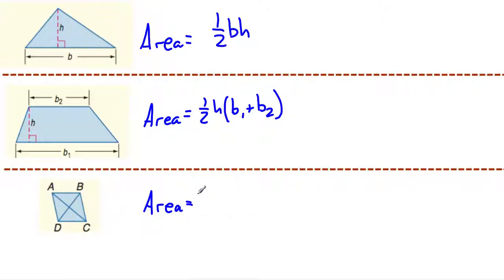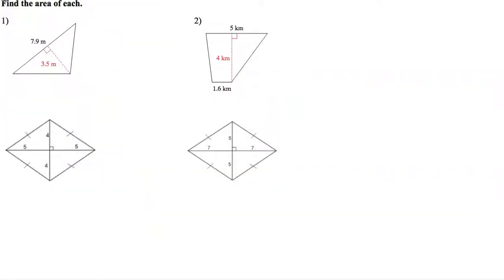This is going to be 1/2 of these two diagonals. So if I look, I have this diagonal AC, so 1/2 of AC, times this right here, BD. So the area of a rhombus is going to be 1/2 of the product of the two diagonals. And let's look at some examples now.